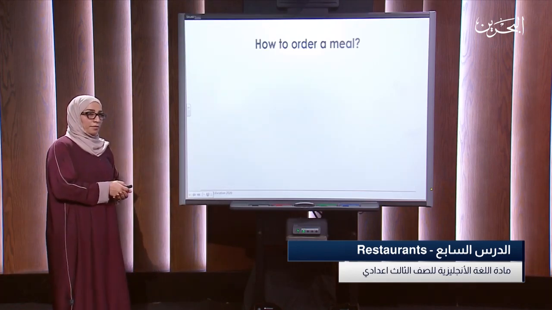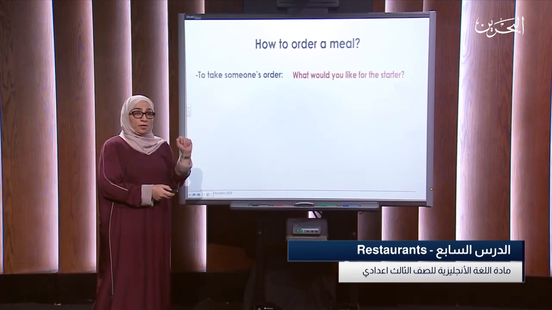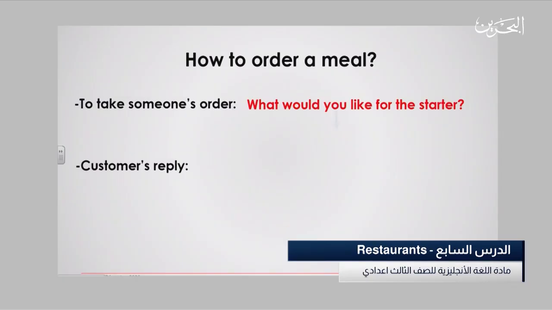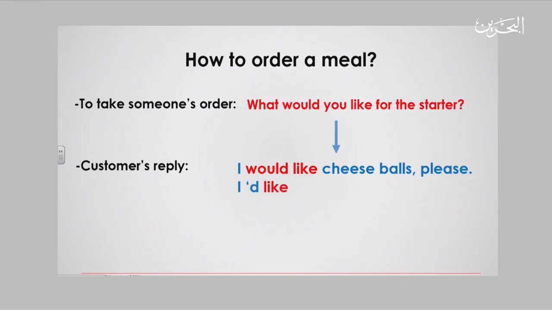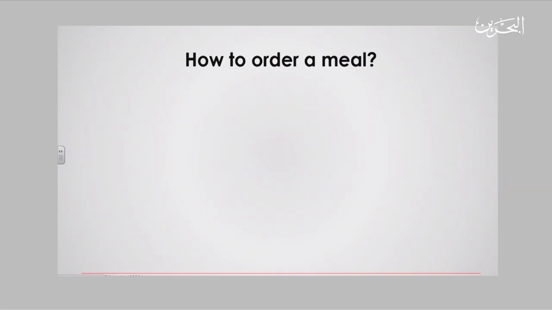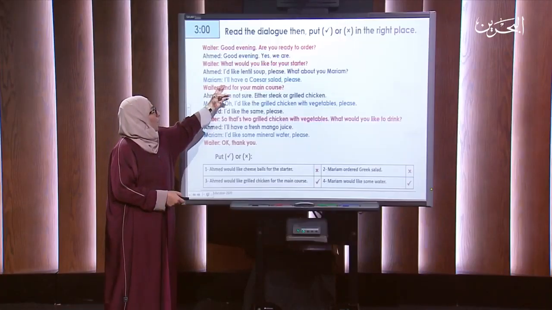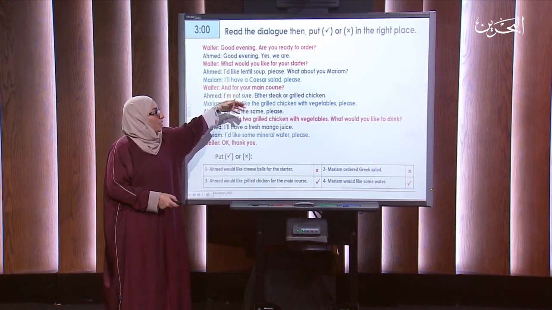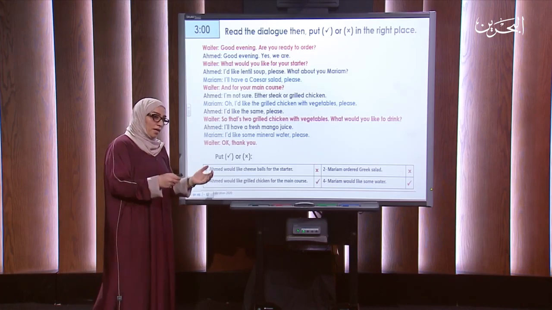Let's go on. How to order a meal. To take someone's order: what would you like for the starter? For example, the customer will reply, I would like cheese balls, please. And also, I can say, I'd like. As I showed you before in the previous dialogue, we have other examples. For example, I'll have a Caesar salad. This is the abbreviation of I will have. This dialogue is a kind of example of the conversation between a waiter and the customer.